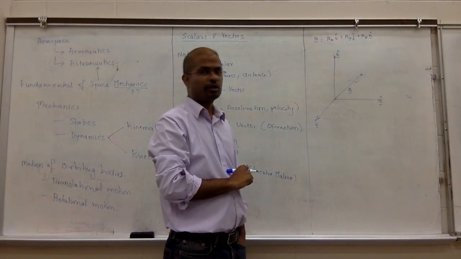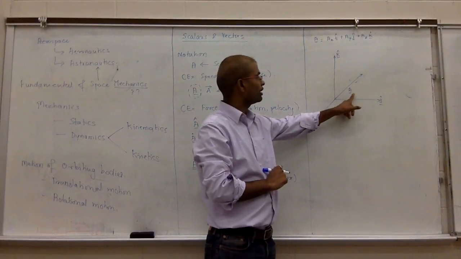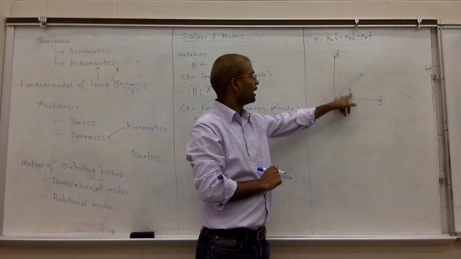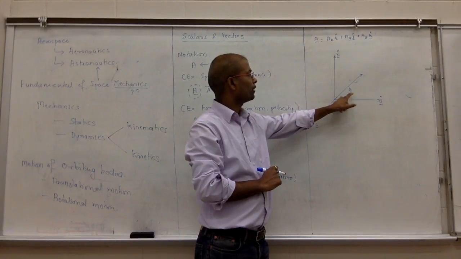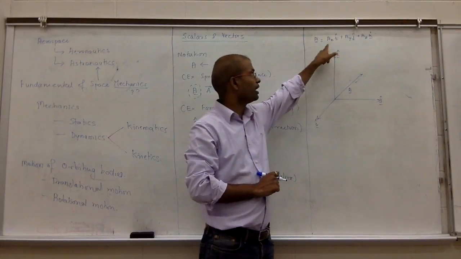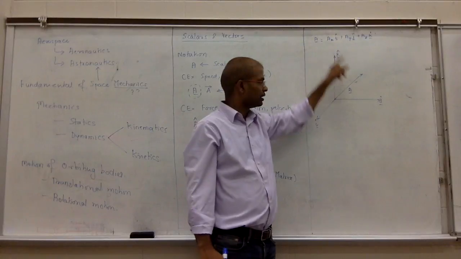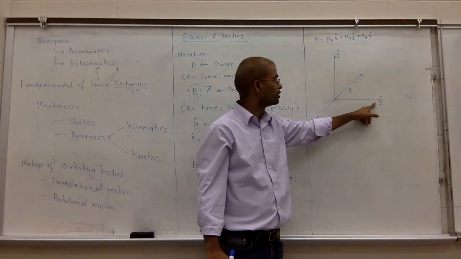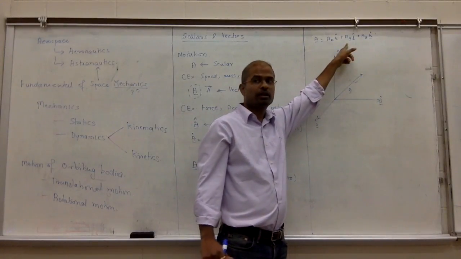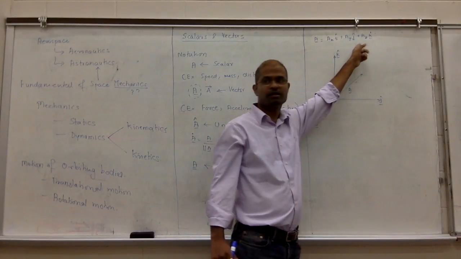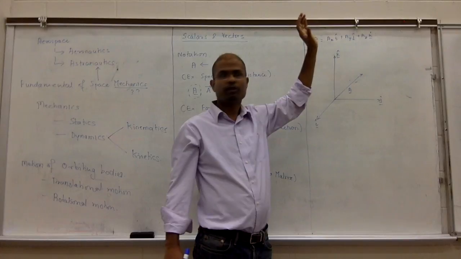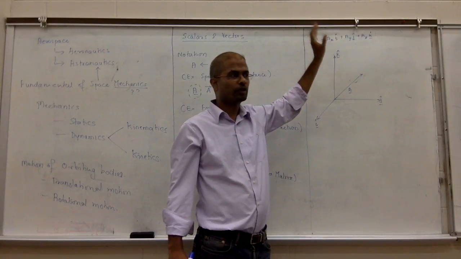So what it means is, for this vector A, the component of A in the i direction is Ax. The component of A in the j direction is Ay, and the component of A in the z, or k, direction is Az. Everybody is clear with that? That is what it means.